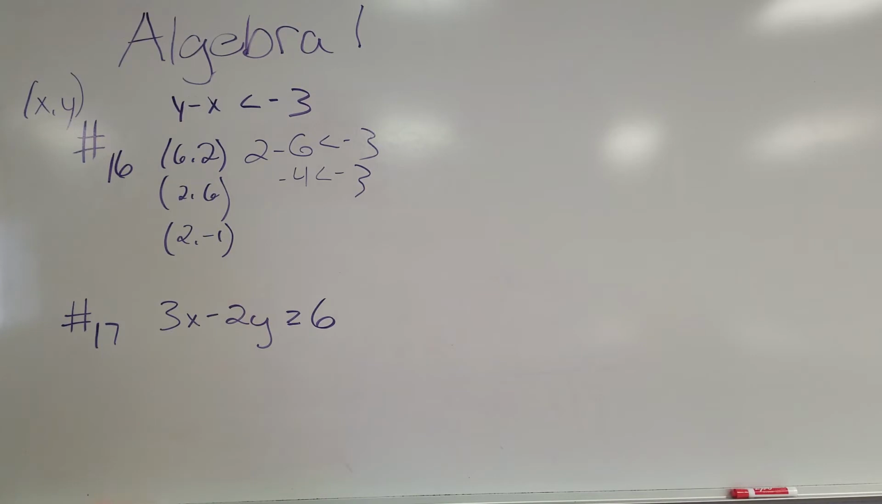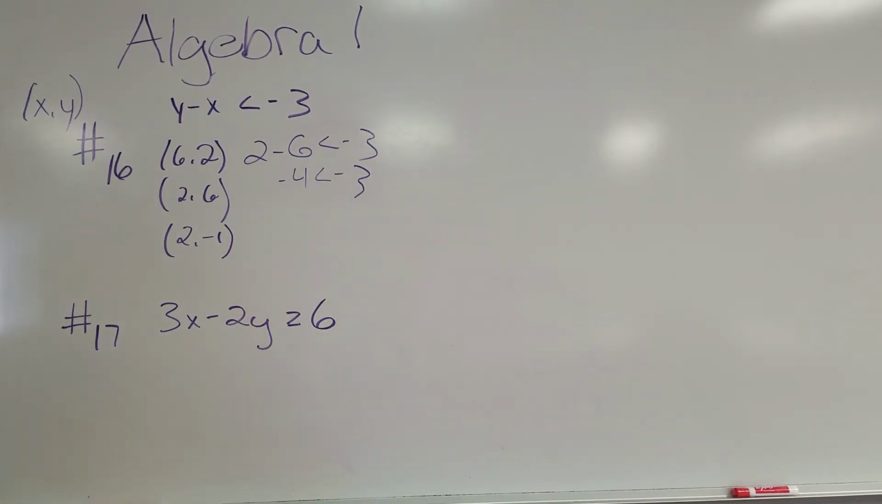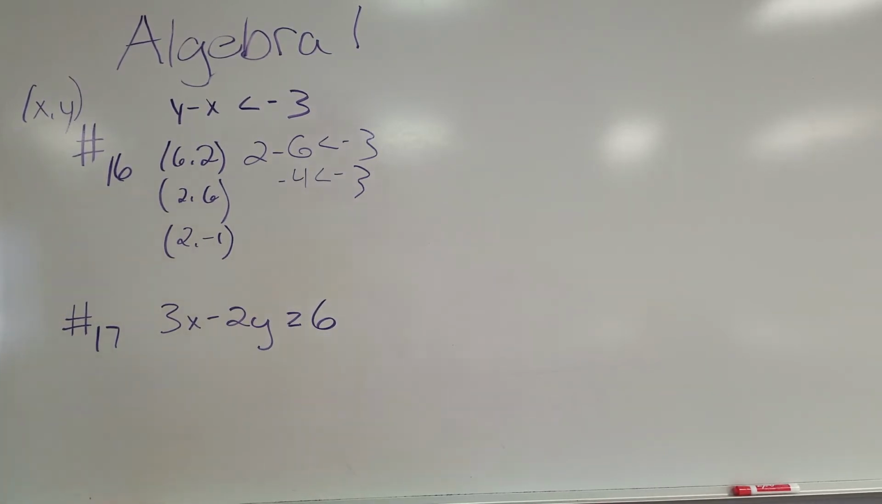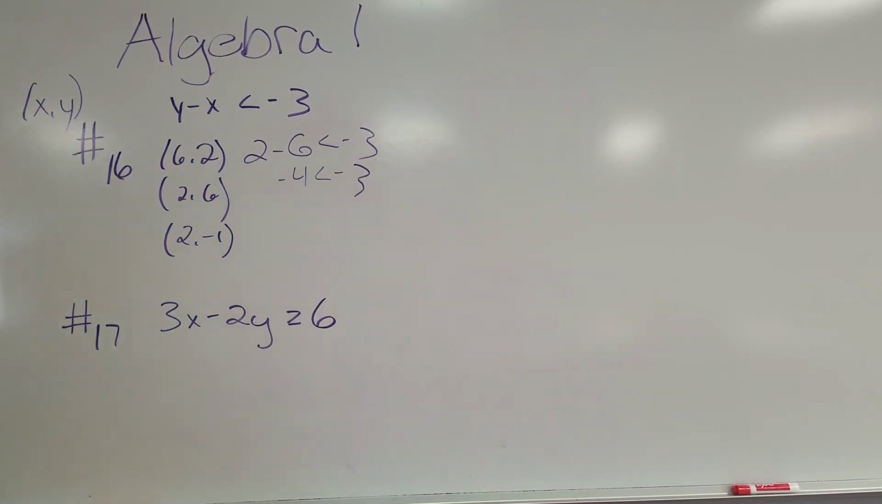And number 17, they want you to graph the following inequality. Now this is a line. You can tell because it has an x and a y. All right, so we need to solve this. In your last unit, you learned about plotting points on a graph. So that's what we're doing here. We're going to put this in slope-intercept form.